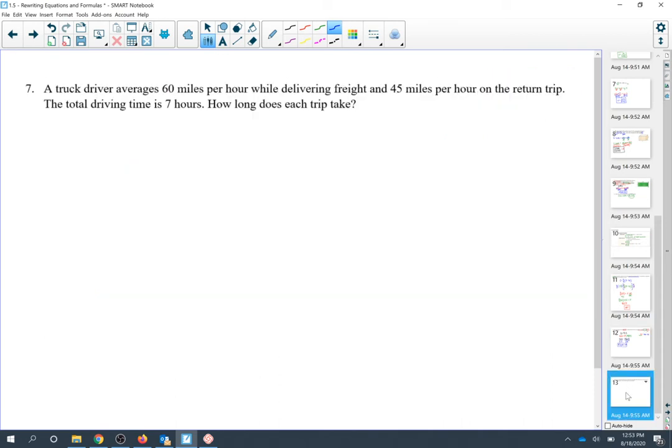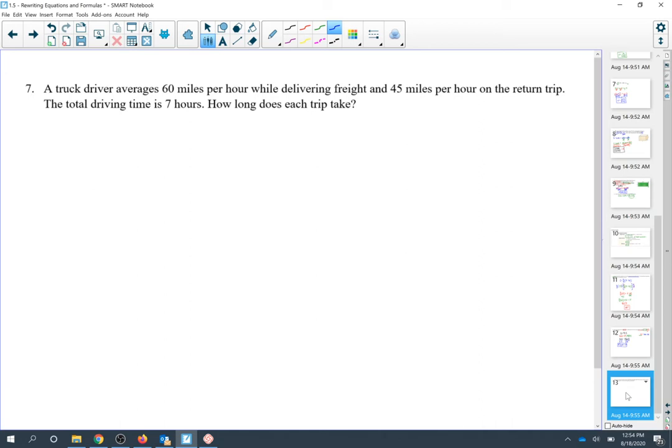Last but not least, number 7, and of course we save the best for last. A truck driver averages 60 miles per hour while delivering freight and 45 miles per hour on the return trip. So as he's going out to deliver something, he's going 60 miles per hour. As he's driving back home after delivering it, he's driving 45 miles per hour. The total driving time out and back, when you add them together, is 7 hours. How long does each trip take?